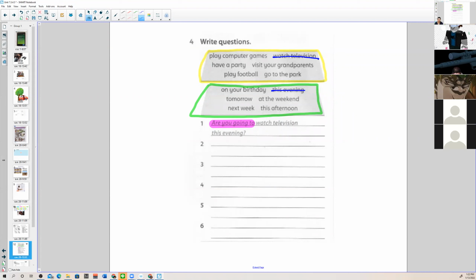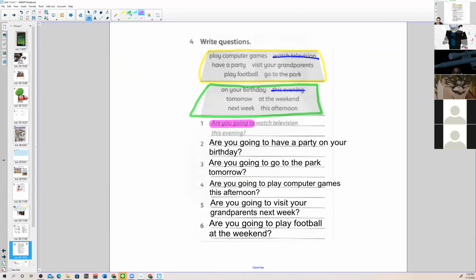How are we doing? Did you find it hard? So what I need to look for from you is that you write, are you going to? Make sure you write all of this. Make sure that the A at the beginning of the sentence is a big capital letter. And then the verb has to be pure verb. Do not add S, ES, ED, ING, whatsoever.